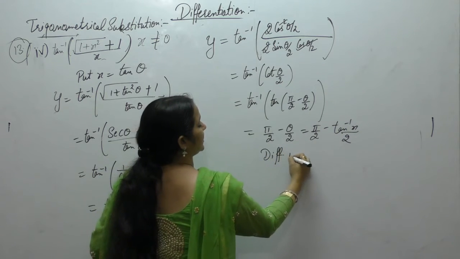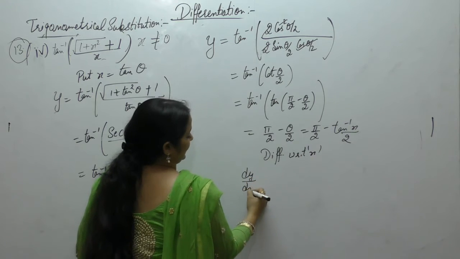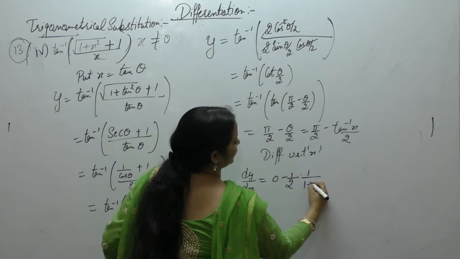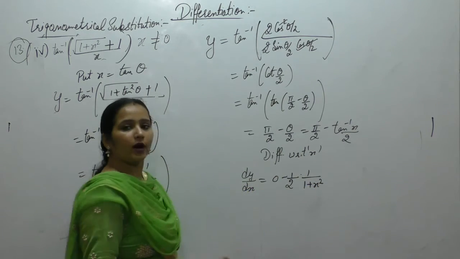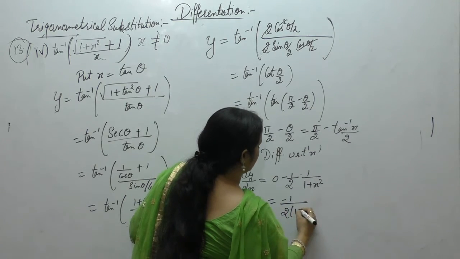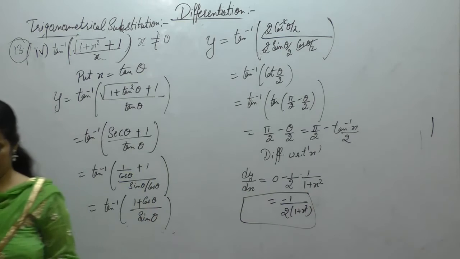Now differentiate with respect to x. dy upon dx, the derivative of pi by 2 is 0. The derivative of tan inverse x is 1 upon 1 plus x square. So we get minus 1 upon 2 into 1 plus x square.